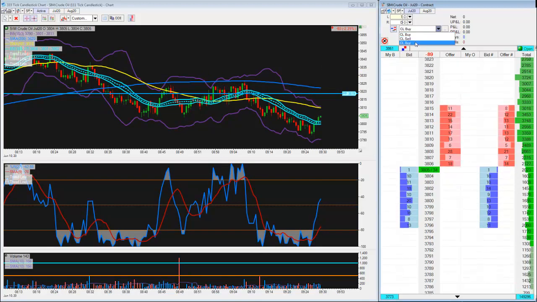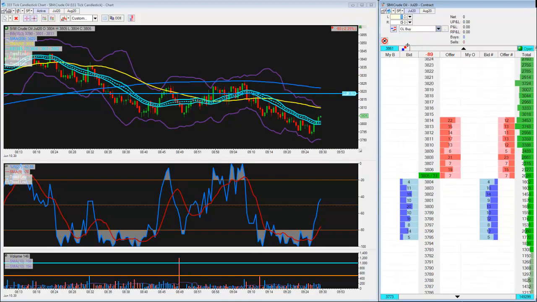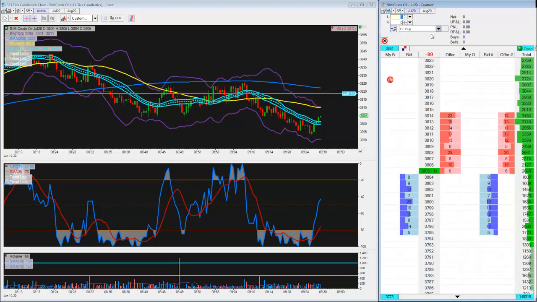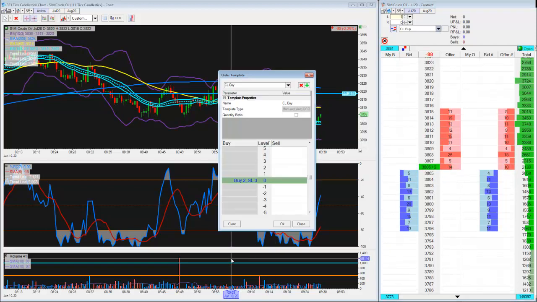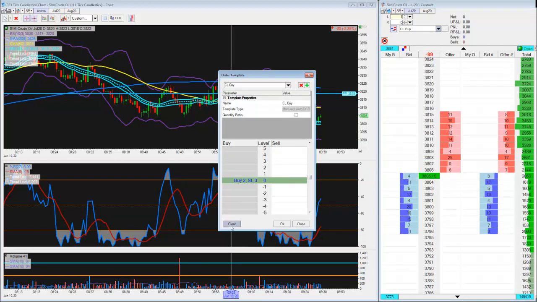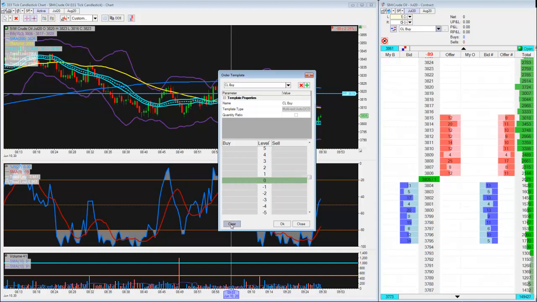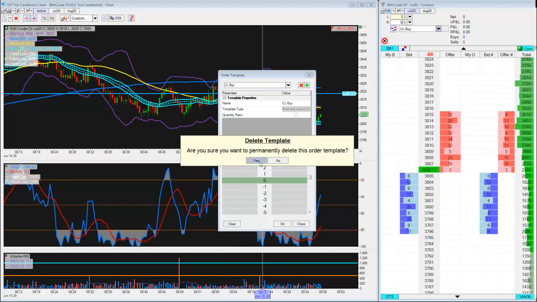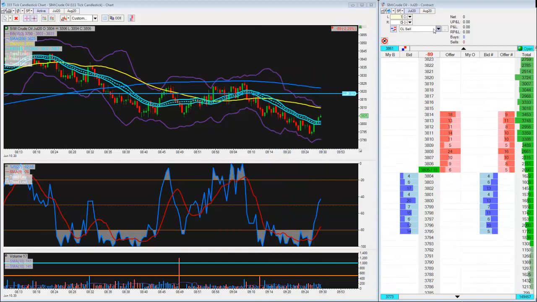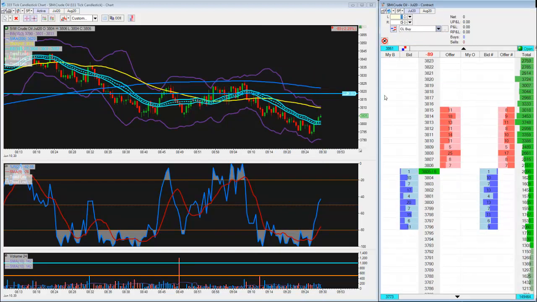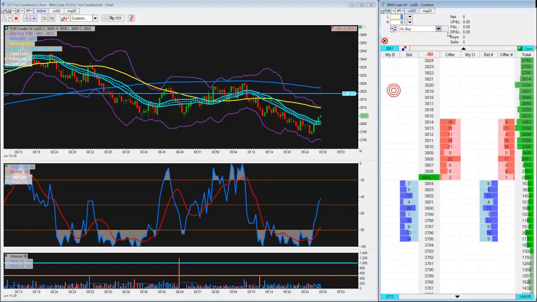I got two buys up here. What the hell? What's that one? All right, that one doesn't work. Clear that out. Get rid of it altogether. Yes. That one's correct.